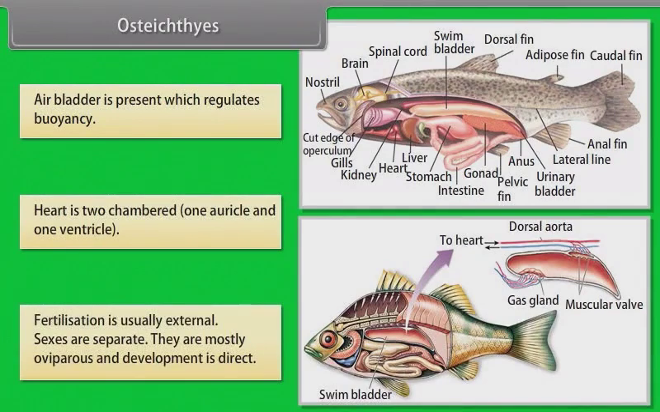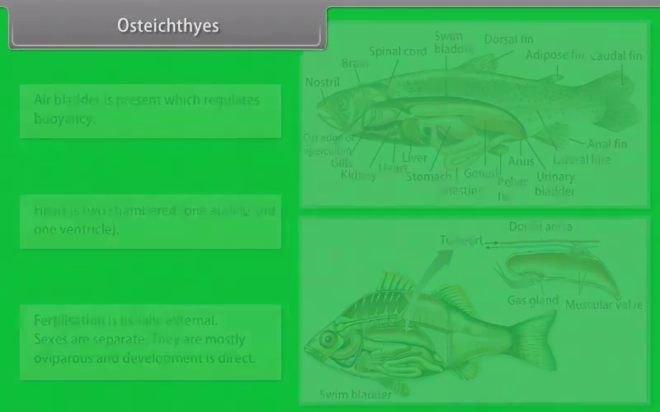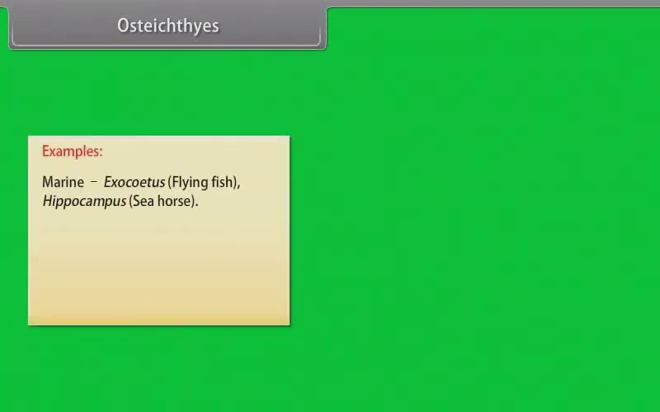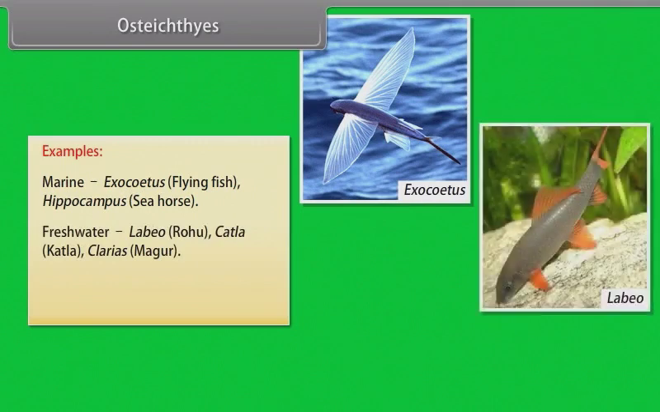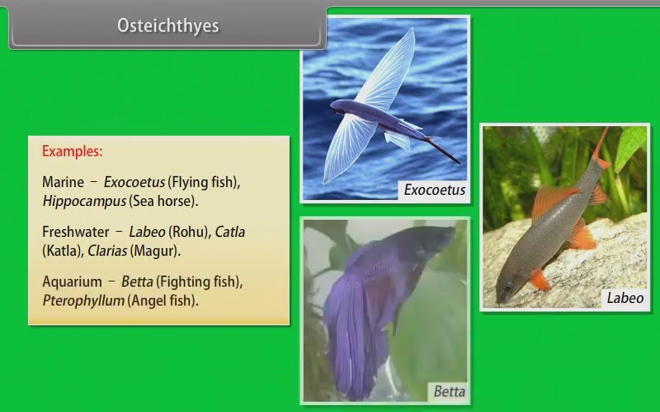Fertilization is usually external. Sexes are separate. They are mostly oviparous and development is direct. Examples: marine, Exocoetus, flying fish, Hippocampus, seahorse; freshwater, Labeo, rohu, Catla, Clarias, magur; aquarium, Betta, fighting fish, Pterophyllum, angelfish.